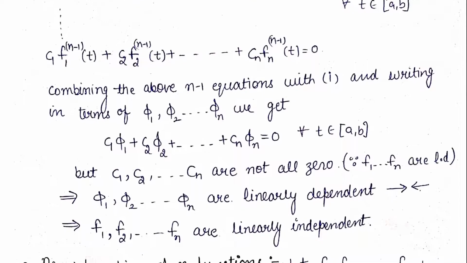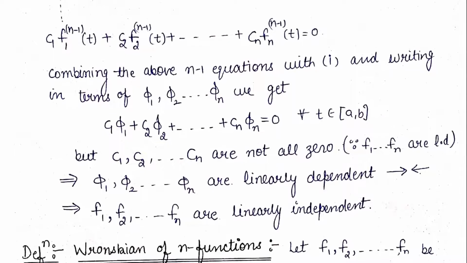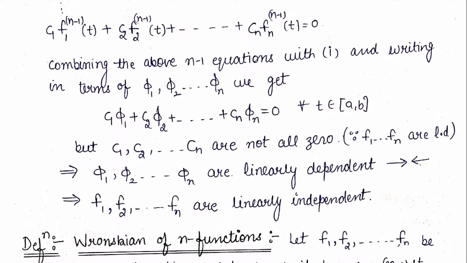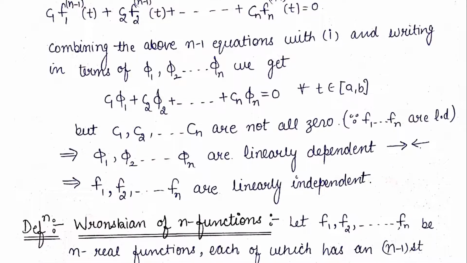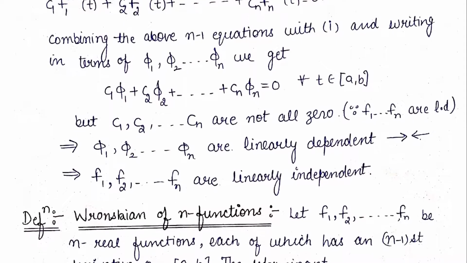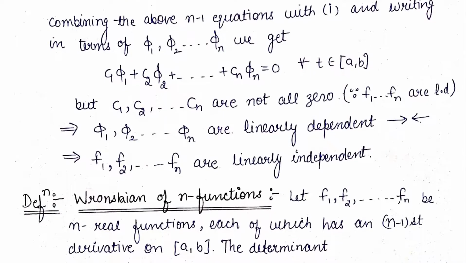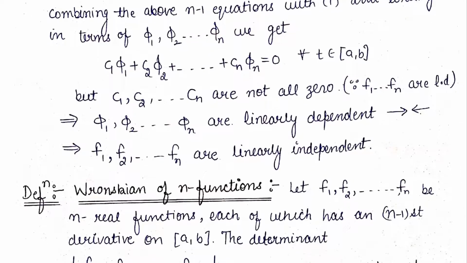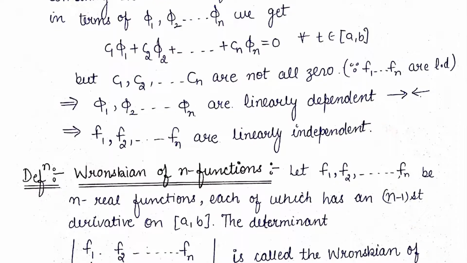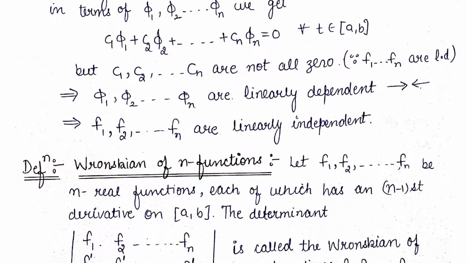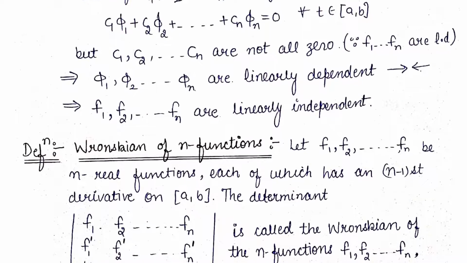Now combining these n minus 1 equations with the equation 1 and writing in terms of phi1, phi2, phi-n, we get that C1 phi1 plus C2 phi2 plus Cn phi-n is equal to 0 for all t in (a, b). But because we have assumed the contrary, that f1, f2, fn are linearly dependent, C1, C2, Cn are not all 0, and from the fact that C1 phi1 plus C2 phi2 plus Cn phi-n is equal to 0, this implies that phi1, phi2, phi-n are also linearly dependent. But this is a contradiction, so what we have assumed is not correct. This implies that f1, f2, fn are linearly independent.